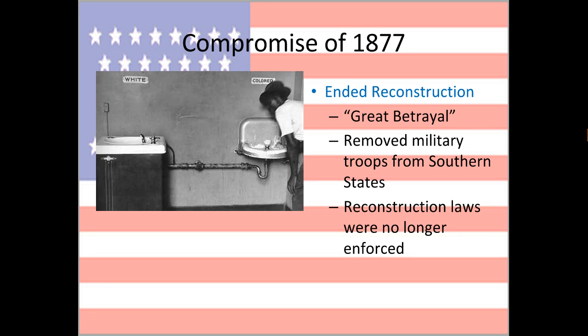And this is going to be the significant moment. Star it, highlight it, whatever you need to do. This is the moment when Reconstruction is going to begin to end. Okay, and this is going to be known as the Great Betrayal. Because in the South, who would they want to win? They're going to want the Democratic candidate to win in the South, who was Samuel Tilden. However, what they are going to decide to do as a compromise is to allow Rutherford B.